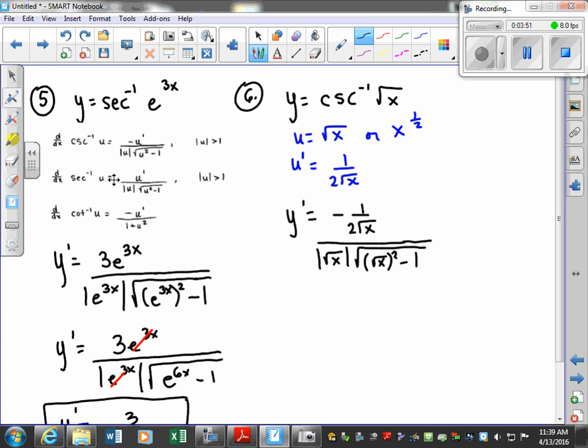I'm just going to move this over here for a moment. Alright, so now we're just simplifying. So y prime is equal to negative 1. Let's see if there's something in the denominator we can simplify. Not really anything here, so I'm going to leave that alone for the moment. But what about this guy? The square of a square root is just going to be our x.